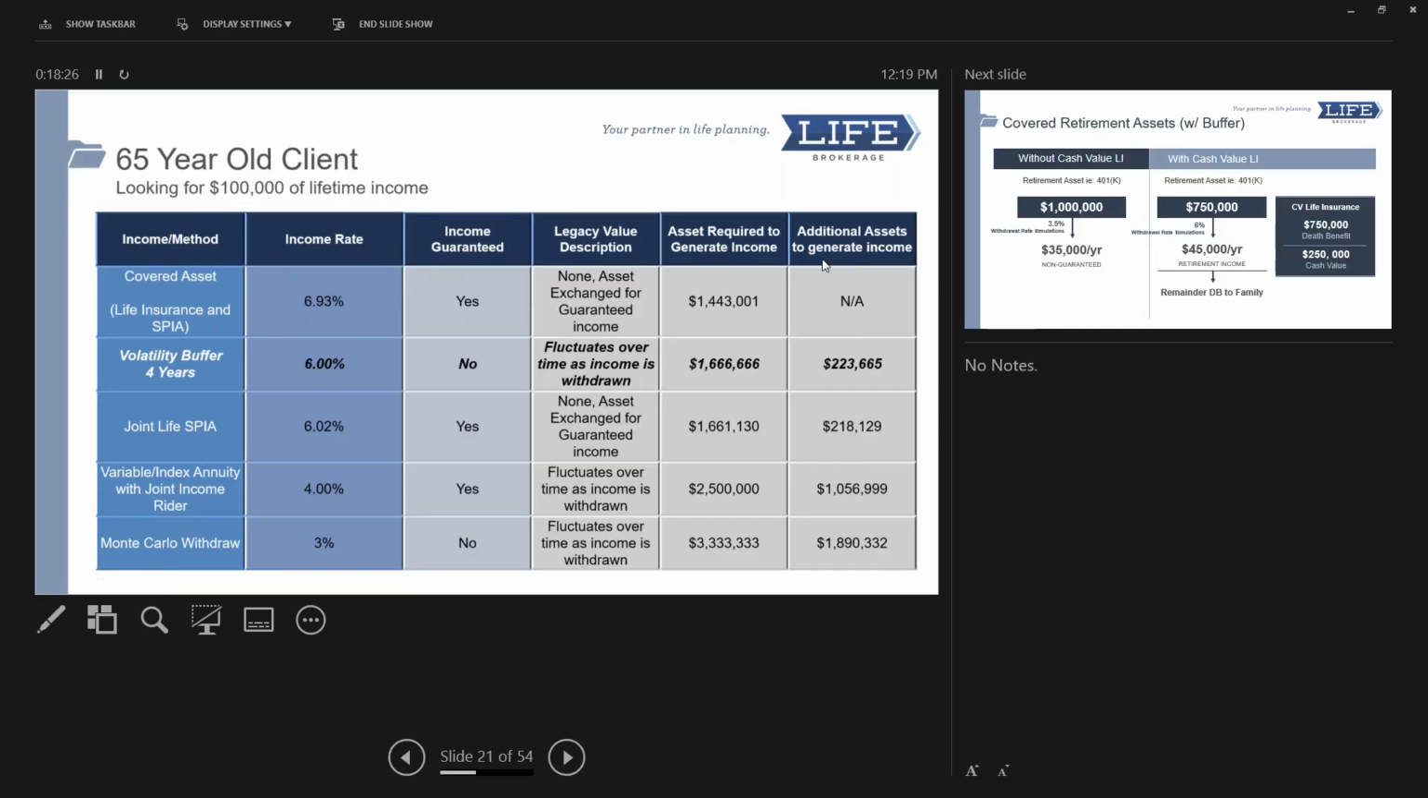This is my favorite piece. This is my very favorite piece, and this supports why we're showing a volatility buffer concept using a 6% distribution rate. So, how many assets do you need given different allocation classes to generate $100,000 of lifetime income? This proves the concept that it's not the amount of assets you have at retirement, it's the type of asset that you own and the distribution rate required to fulfill your lifestyle.